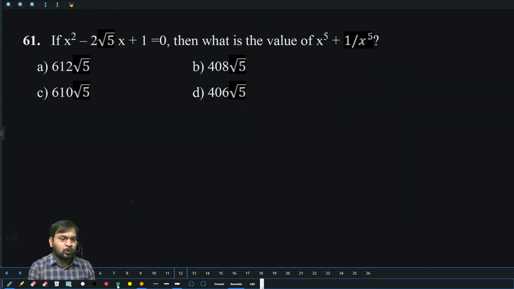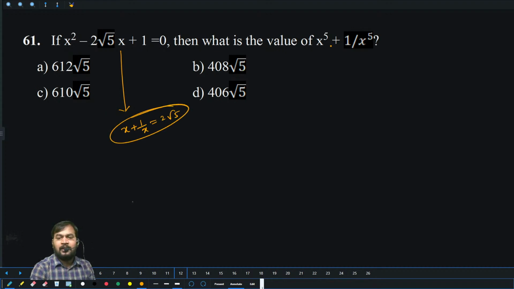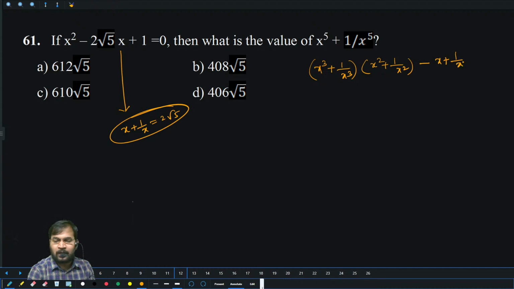x square minus 2 root 5 x plus 1 is equal to 0. Now look here. If you divide each term with x, what do we get? x plus 1/x is equal to 2 root 5, yes? Here they are asking x to the power of 5 plus 1 by x to the power of 5. How can we write this? x cube plus 1/x cube into x square plus 1/x square minus x plus 1/x. All of you clear?